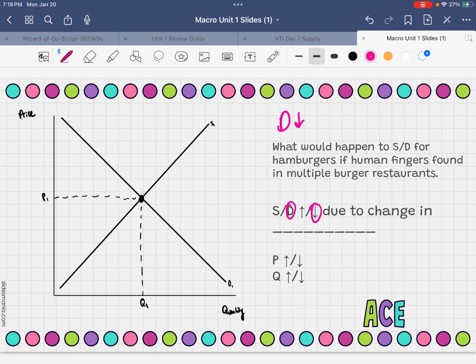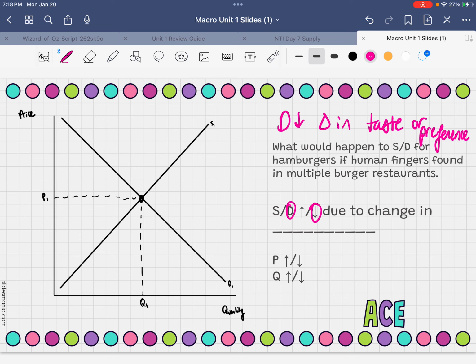So disgusting. We don't want fingers in our food. Due to change in what? Now this is demand. So if you were thinking about tribe thing, you'd be thinking about tribe. So this is an unpopular restaurant now, which would be change in taste or preference. Literal change in taste. We do not want cannibalism.